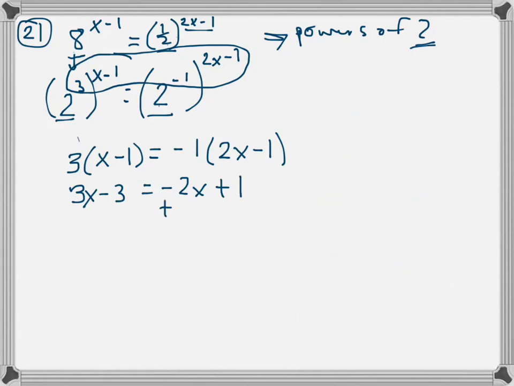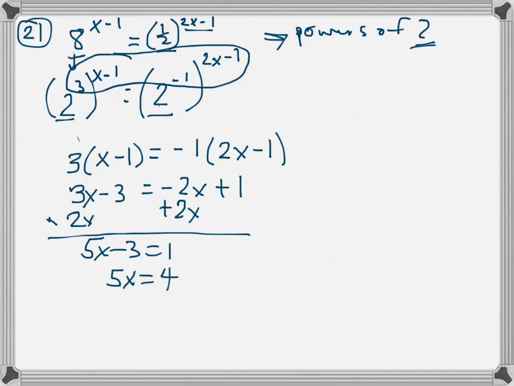Let's get our x's over here to the left, add 2x. And we got 5x minus 3 equals 1. And add our 3 over, 5x equals 4. And then finally, divide. We get 4/5.